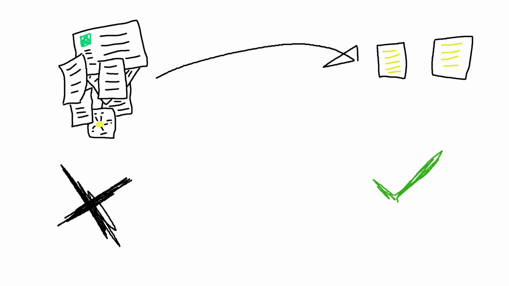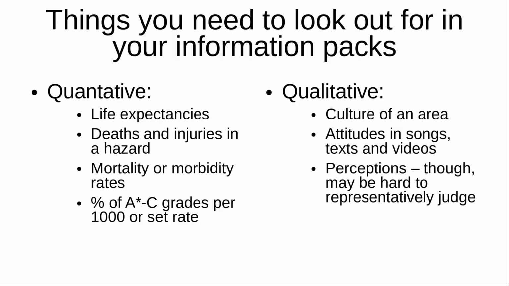Your teachers might give out many info packs with details spanning pages on possibly even just one case study, but you can easily condense these into pure facts and knowledge you just have to remember. One way to do this is highlighting the relevant details, which includes figures like deaths, injuries, mortality rates, all the way to the percentage of A-star to C GCSE results and life expectancy. As well as this, accounts and qualitative data, based on opinion, can also be valuable, like the culture in an area to attitudes in songs, texts, and videos.